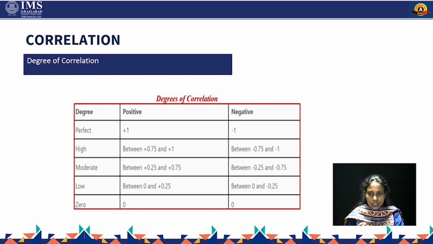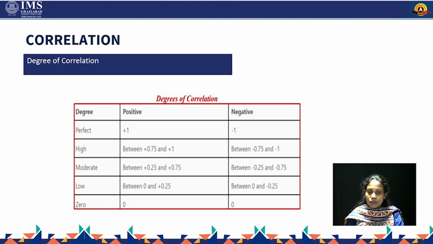Now, degree of correlation. If r is exactly +1, then it is perfect positive correlation. If r is -1, it is perfect negative correlation. When r lies between +0.75 and 1, then the correlation is high. And if it lies between -0.75 and -1, then the correlation is highly negative.